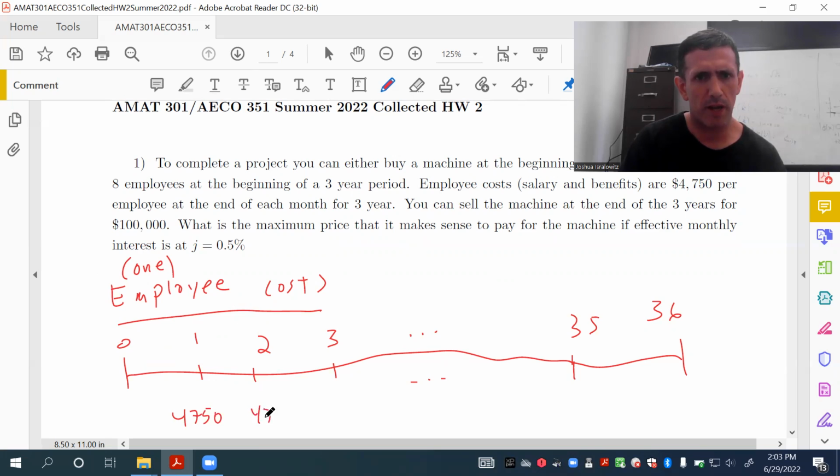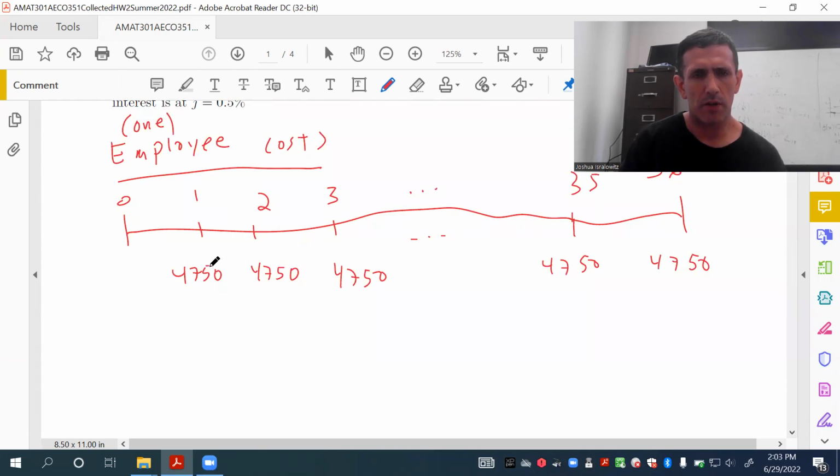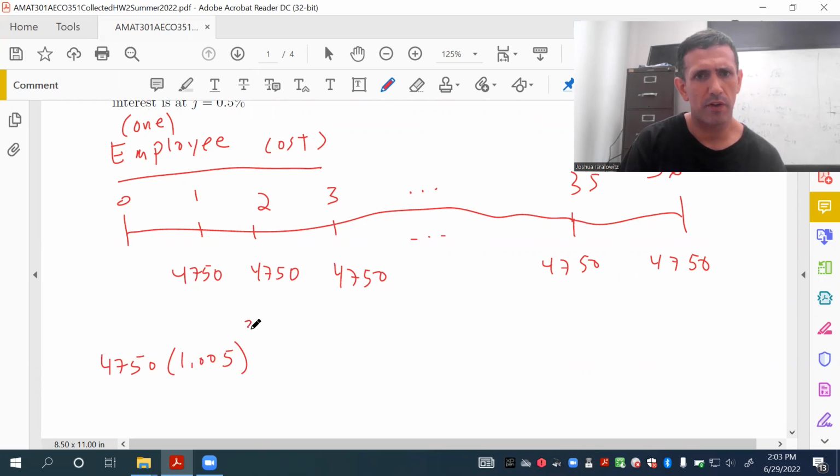I mean, you can multiply it by 8 right now, but I don't really have room to do that. So all right, so this time valued, think kind of like it accrues 35 months of interest. So the time value of $47.50 at the end of the 3 years is $47.50 times 1.005 to the 35. And again, remember the logic and why we think like this.